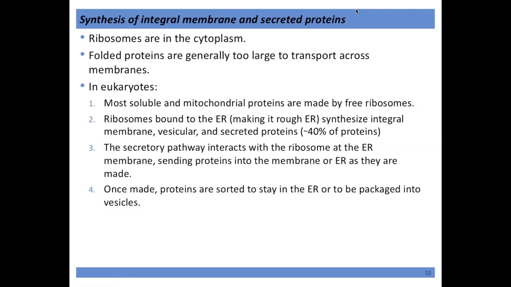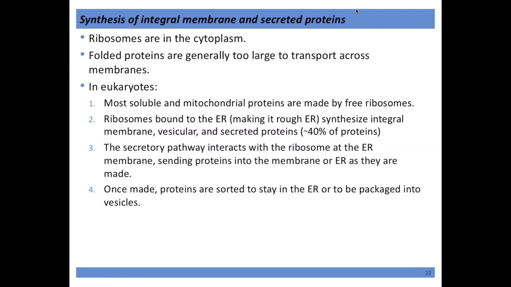So in eukaryotes, most soluble and mitochondrial proteins are made by free ribosomes. But there are ribosomes that are bound to the endoplasmic reticulum, which is a membrane, and they synthesize these integral membrane proteins, so those that are stuck in there. And they also synthesize those that are found in vesicles and those that are secreted, which are about 40% of proteins. So we'll see why.